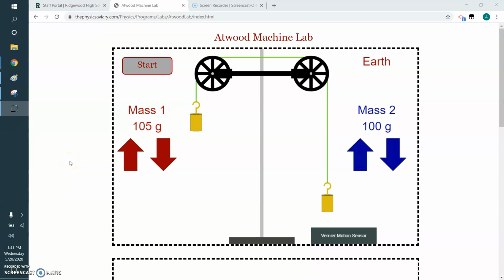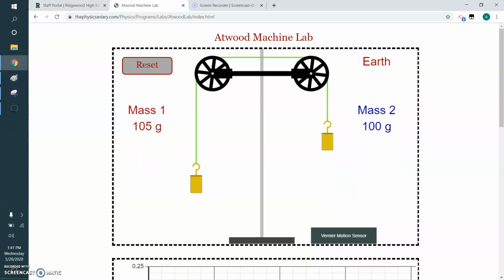Okay, let's go ahead and do an example of how you would calculate the acceleration of the Atwood machine if you were given the masses. So on the left we have 105 grams, and on the right we have 100 grams. If we press start, you see the acceleration. So notice both masses are accelerating at exactly the same rate because they are connected by a piece of string, right?